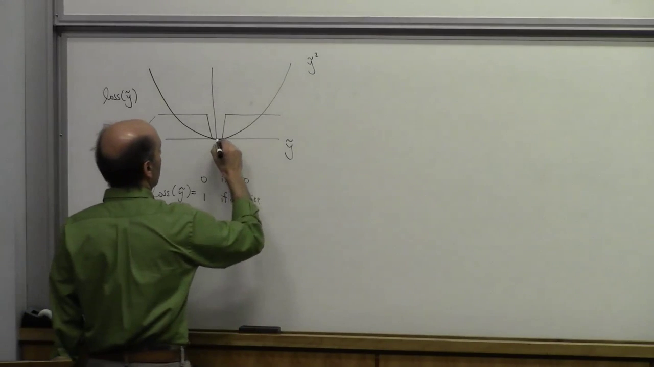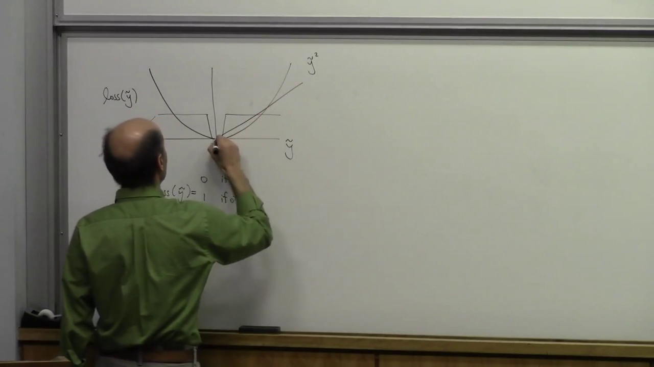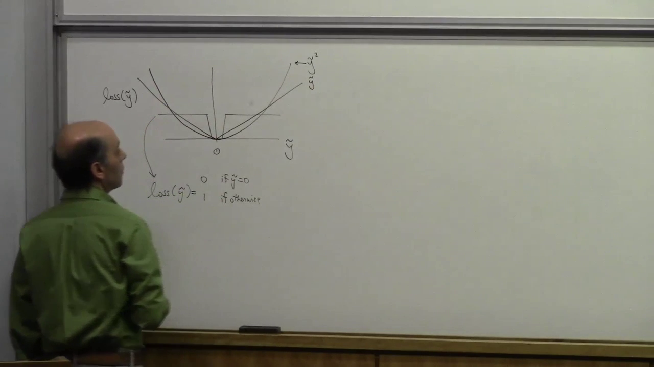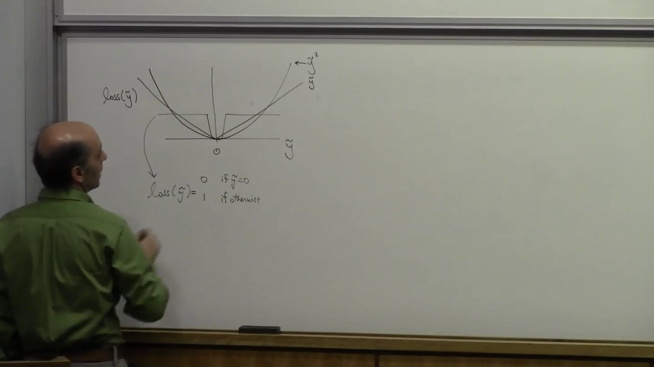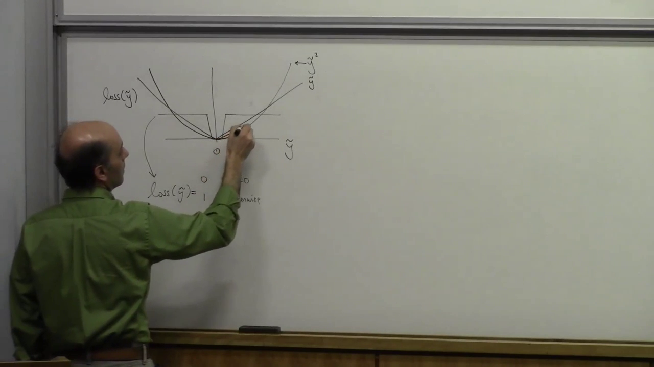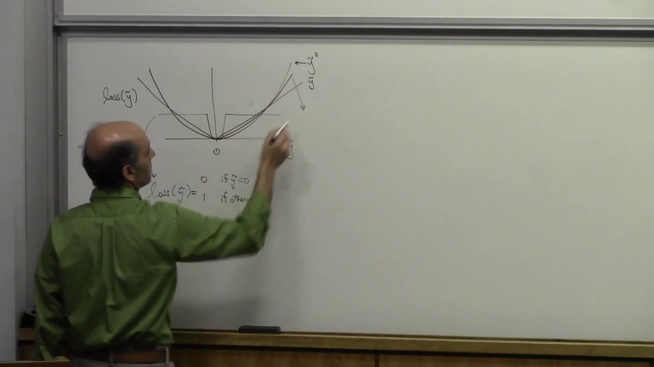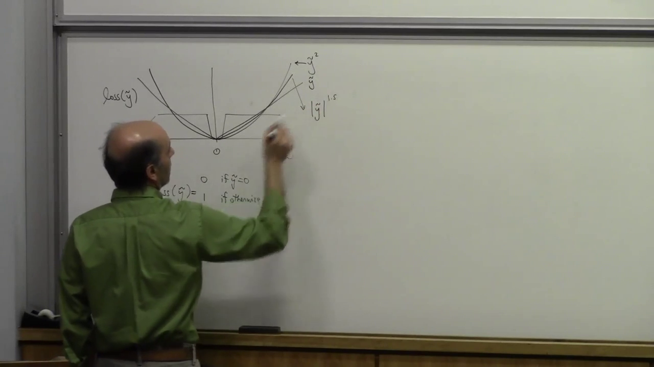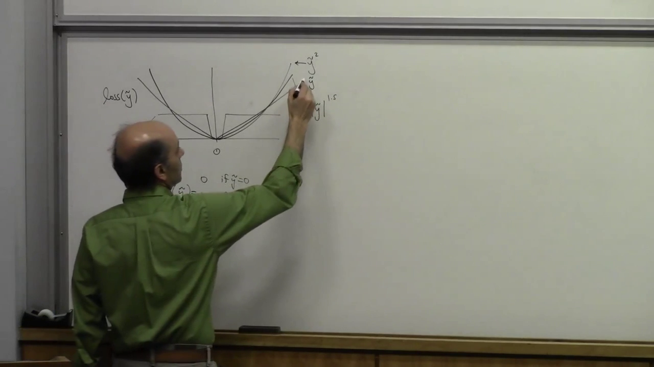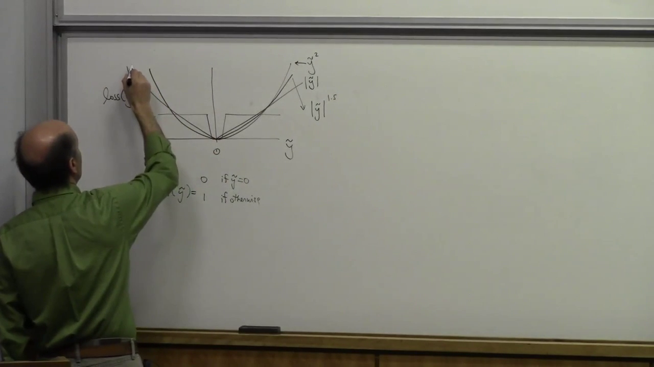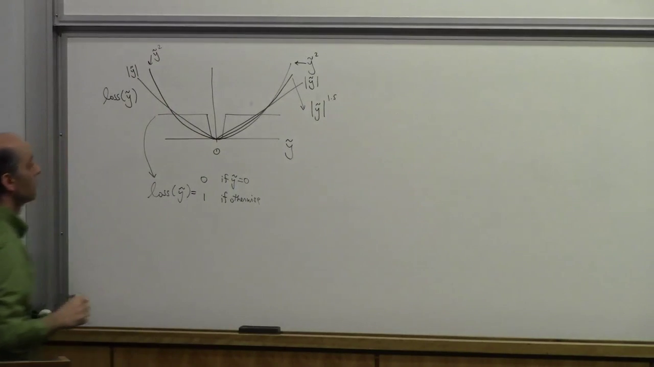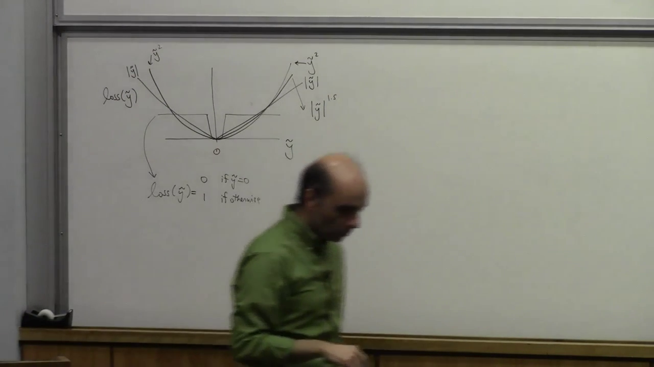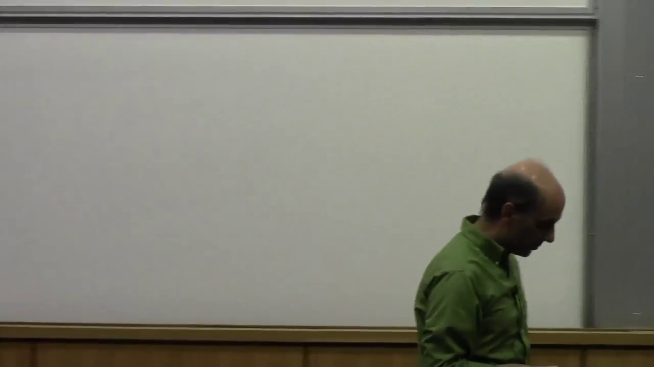You could have a linear cost. This just grows linearly with error. And you could have a cost that grows less than quadratically. This would be like the absolute value of this raised to some power, say 1.5. So this is just the absolute value of y tilde, and this is y tilde squared. Okay, so they wanted to know what was the loss function in the behavior that individuals had.